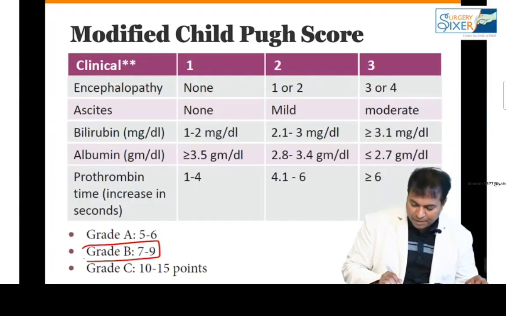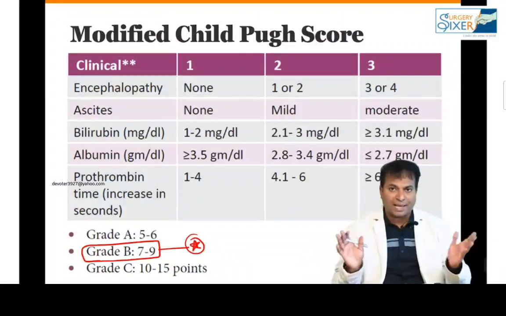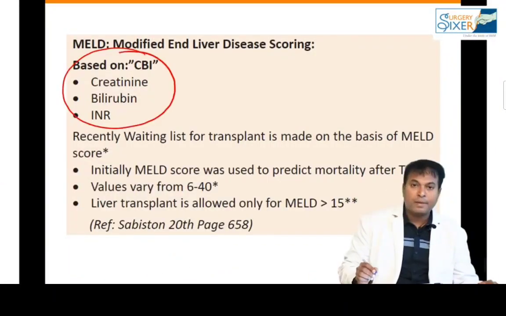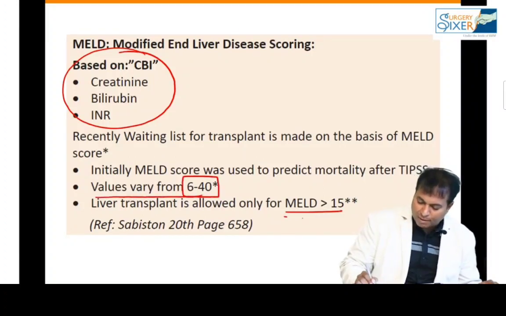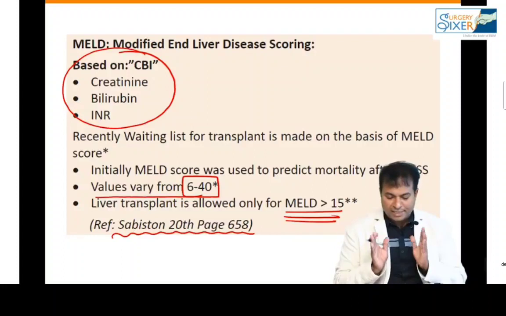Please remember grade B. Grade B is between 2 odd numbers, 7 to 9. So A is less than 7 and C is more than 9. So remember like that. Between 2 odd numbers is grade B, 7 to 9. And CBI is for MELD score. The score value ranges from 6 to 40, and we put them on the waiting list above 15, and this is based on Sabiston page number 658. Please follow this point. There is so much controversy in this. Don't follow anything else except Sabiston.